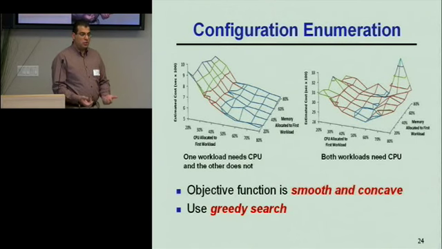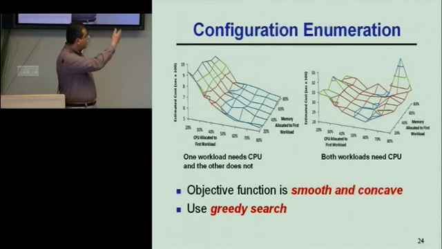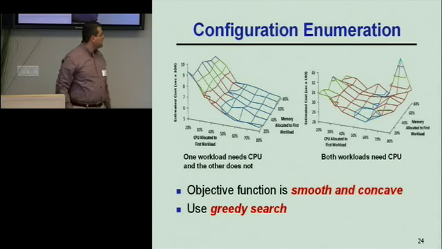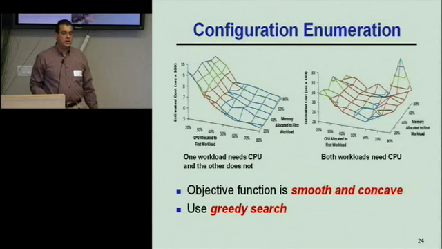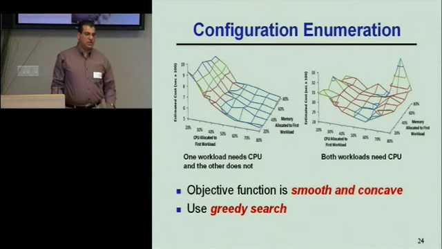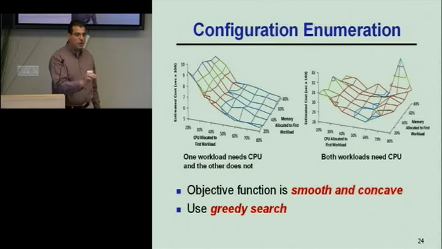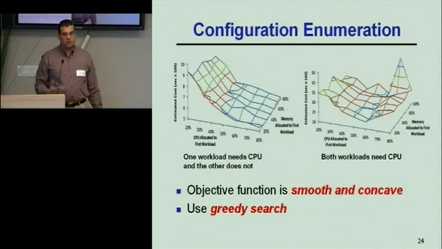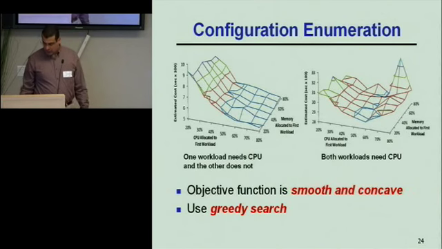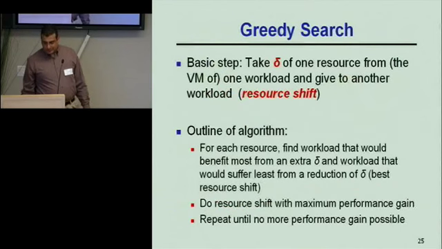Okay? So have a CPU allocation of 50% to each workload, for example. Okay? And in both of these cases, the point of these performance surfaces is that the surface is smooth and concave. So for this work, we found that greedy search is good enough to find either the global optimal or a local optimal that's close to the global optimal on these smooth and concave performance curves. So how does our greedy search work?